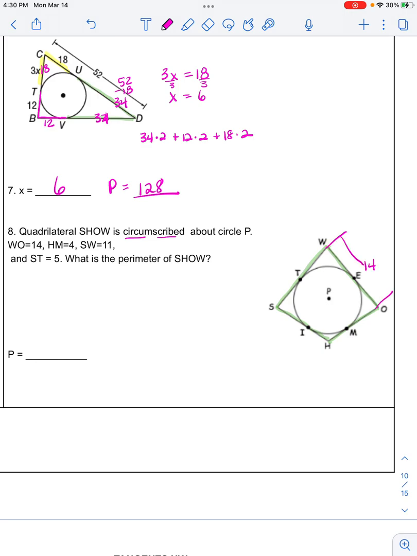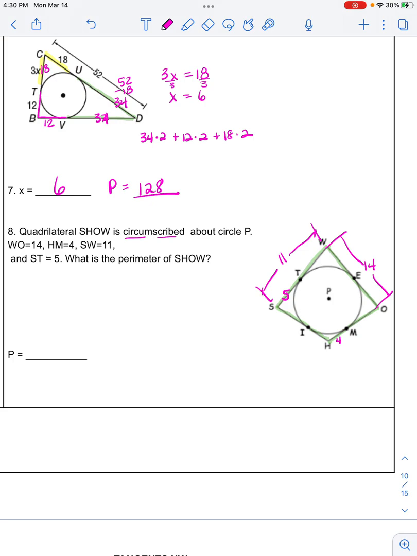It means the whole thing. HM, this little piece, is 4. SW, so this whole piece, is 11. And then ST is 5. And so the question is, what is the perimeter of that green polygon?